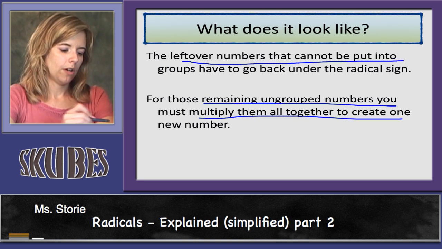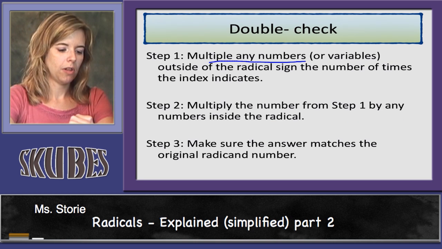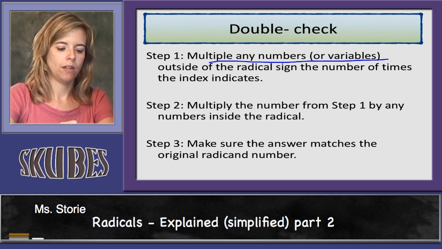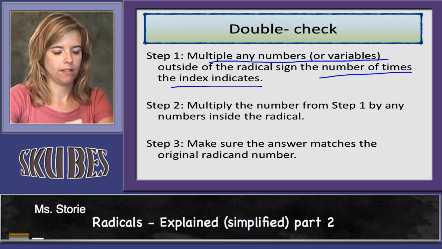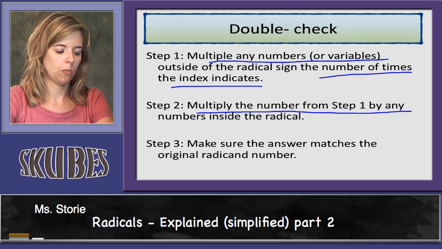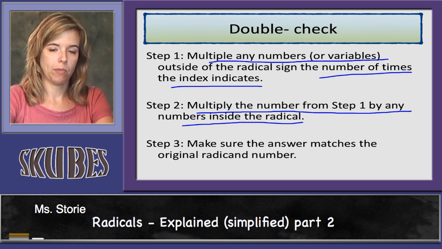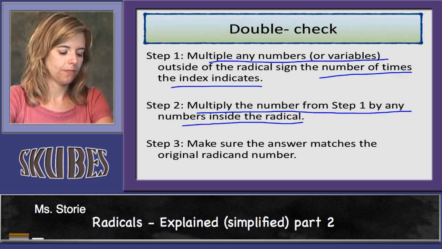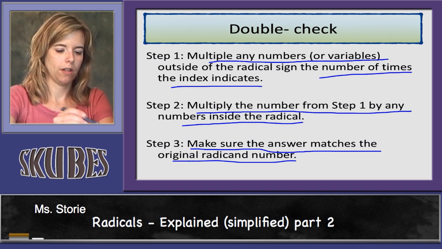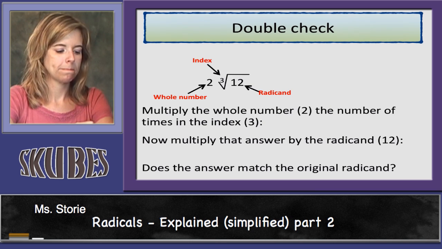Now, when we are going to go back and double check, you multiply any of the numbers or variables that were outside the radical sign, the number of times that the index indicates. And I'm going to show you how to do that in just a sec. Then you're going to multiply that number for step 1 by any numbers that were inside the radical. And then you're going to make sure that the answer matches the original radicand that we started with. So let's take a look.